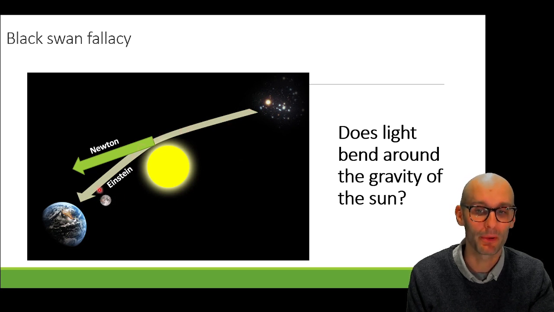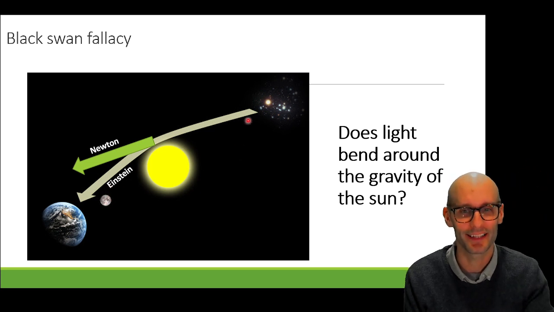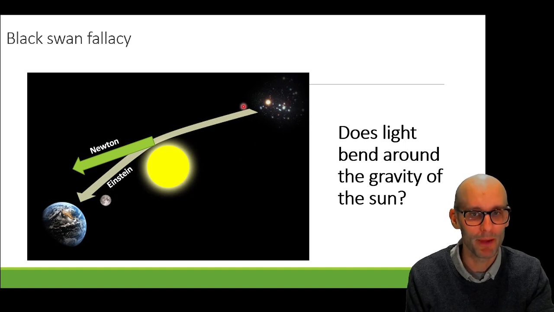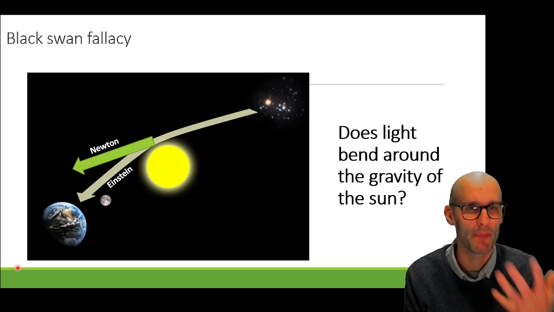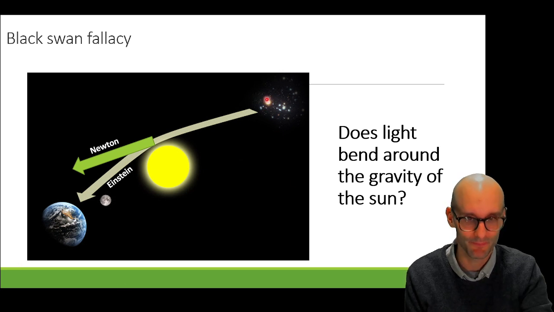And now we will be able to see them, because normally you can't see them because the sun is too bright. You can't see the stars that are close by the sun, right? But during an eclipse, maybe we'll be able to see the stars as the light from these stars is bent around the gravity of the sun. So does the sun's gravity have a massive effect on the light coming from these stars on the other side?